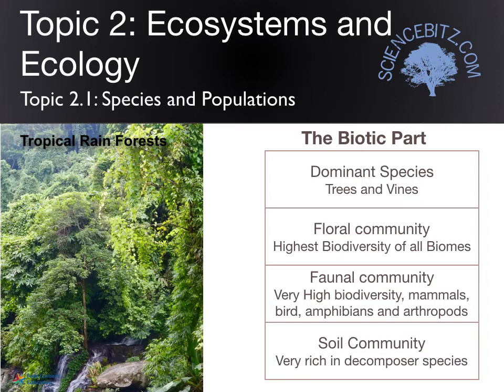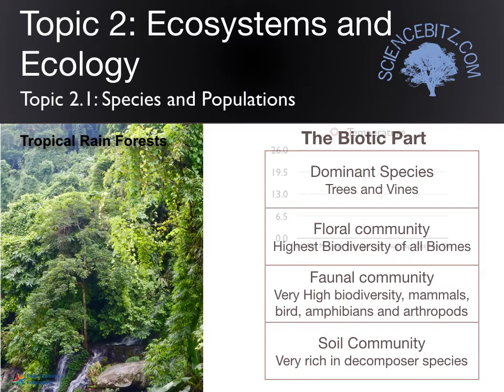And because of this range of different environments that are provided by the dominant species, we get high biodiversity. The same with the faunal or the animal community. We get very, very high biodiversity because we've got different layers in which different species can actually survive and live in individual niches that are separated from each other. And our soil community is very, very rich in decomposer species. There's a lot of decomposition happening there. So we've got a very, very rich biotic community that are interacting together.